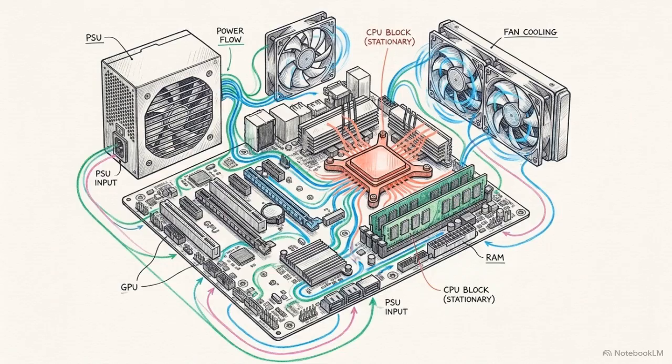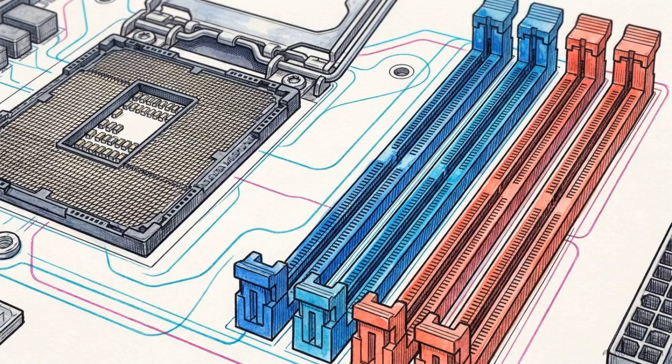With clean power flowing in and heat continually flowing out, the system is physically secure. But the CPU will sit completely idle until we build a way to feed it parallel streams of data. Next, we look at the long, empty slots adjacent to the CPU socket. This is where system memory goes.